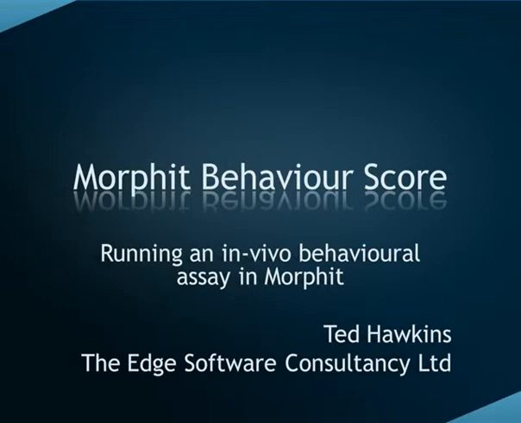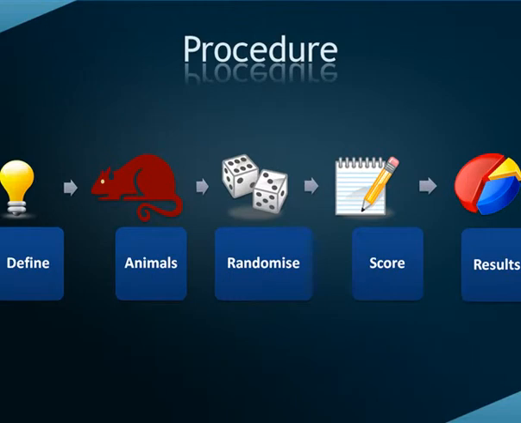My name is Ted Hawkins and I'm from the Edge Software Consultancy, and today I want to show you how we can use Morphit to run an in-vivo behavioural assay. In this case, it's the assessment of a compound's ability to reverse stimulated behaviour. The procedure is fairly straightforward.